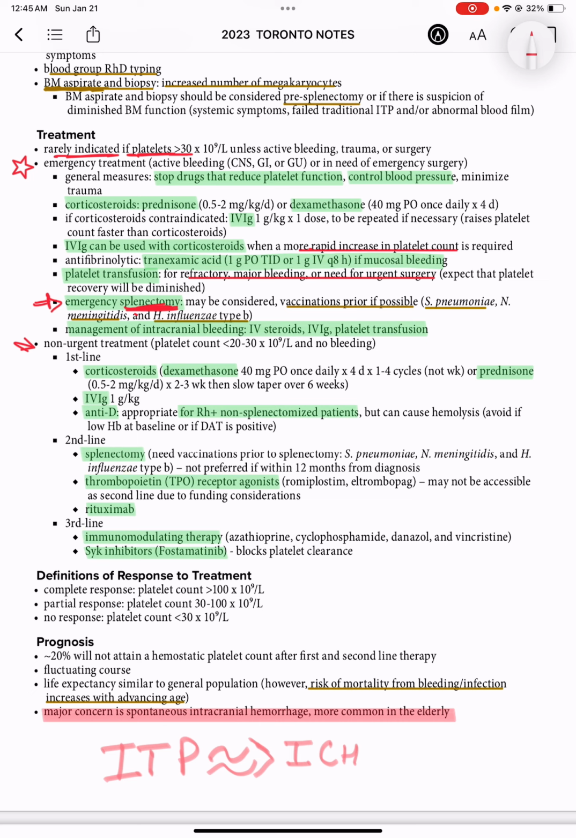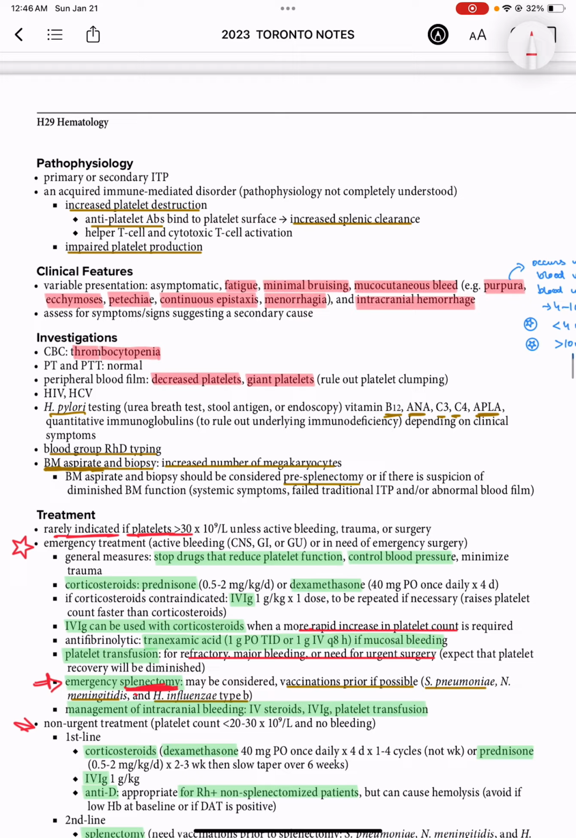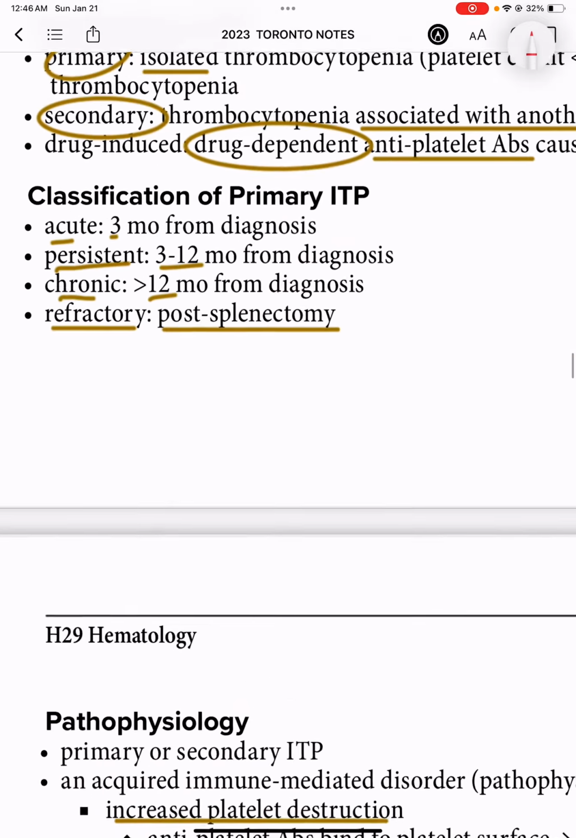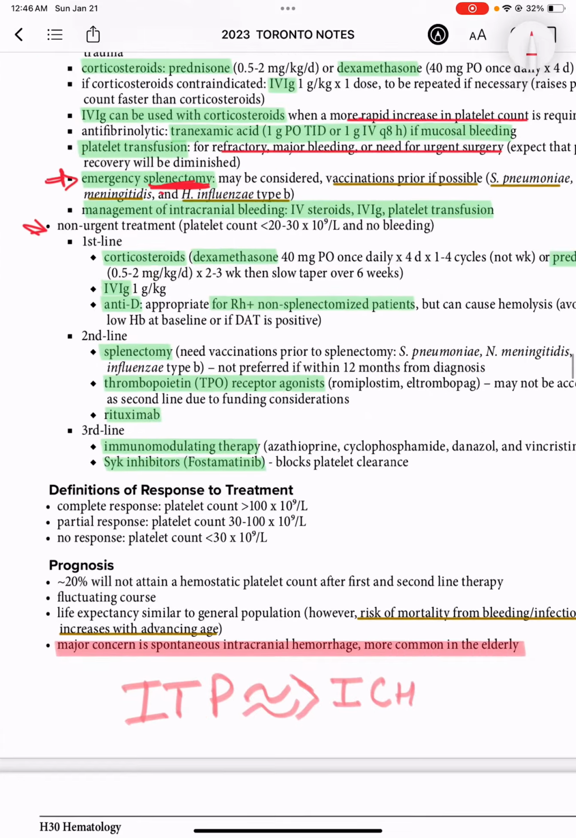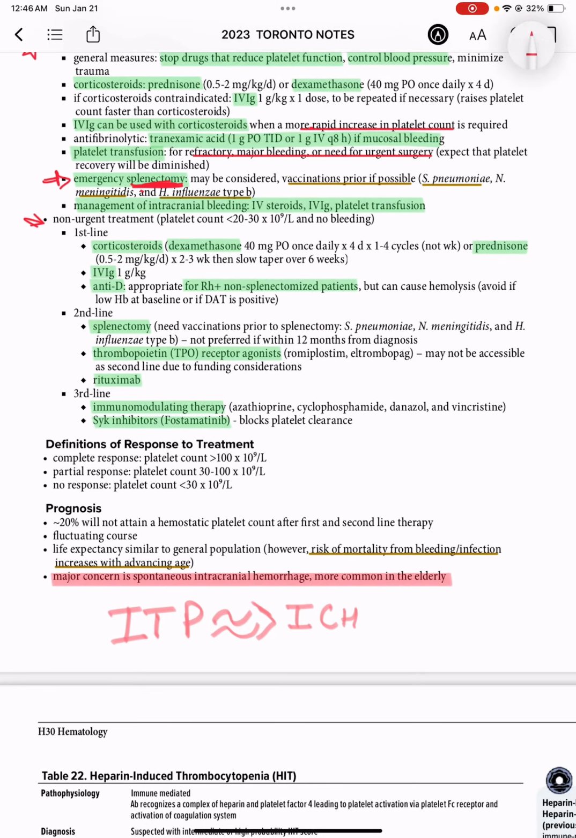So if it has just been a year after diagnosis, we divide it as persistent, persistent primary ITP. So we do not really prefer splenectomy that soon. We gotta wait. And then thrombopoietin receptor agonists like romiplostim. These are not very commonly used, but these are some TPO-RA, thrombopoietin receptor agonists. So these will help with thrombopoiesis and thus increase the clotting. And then we can also try rituximab.